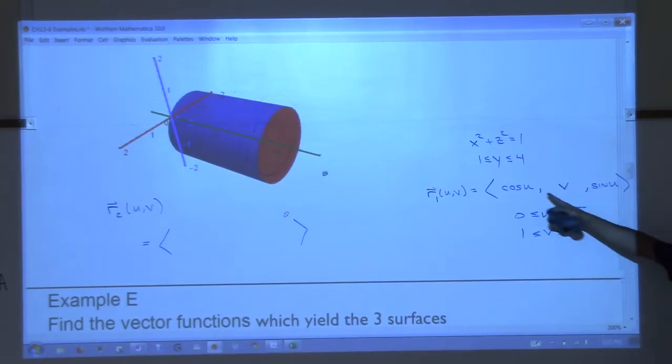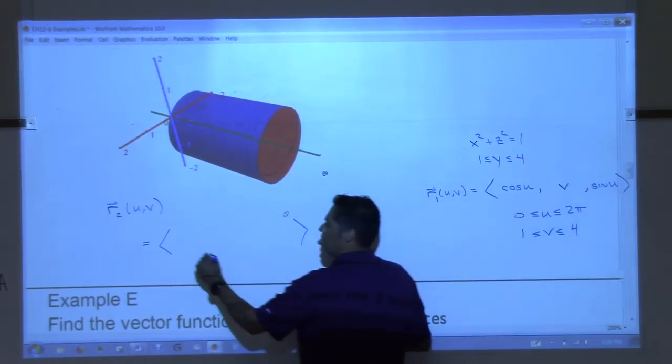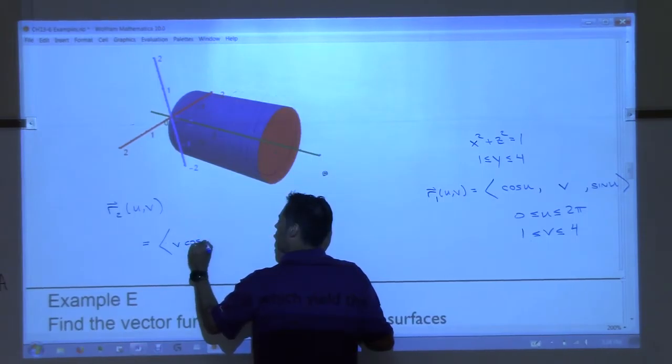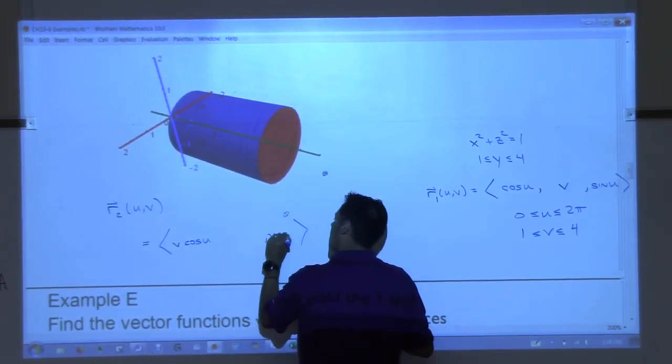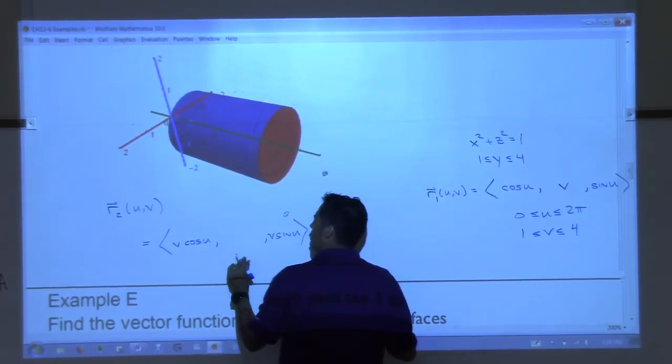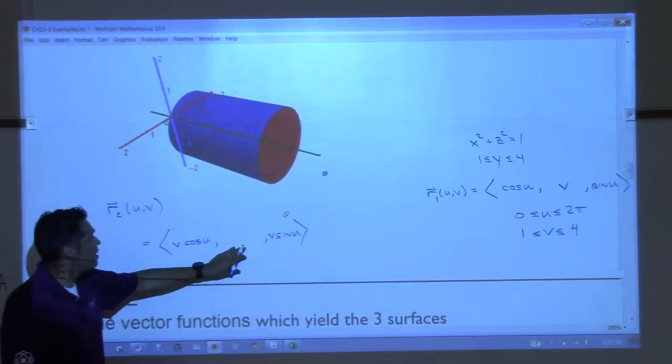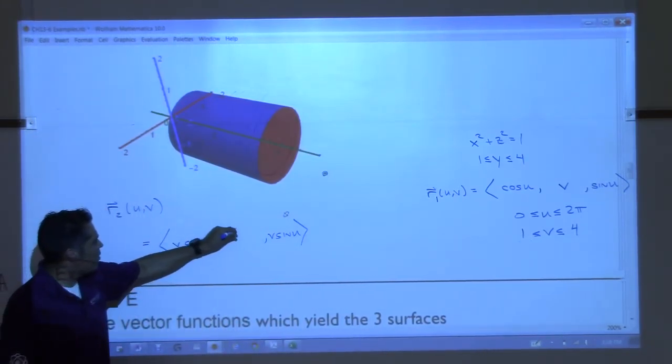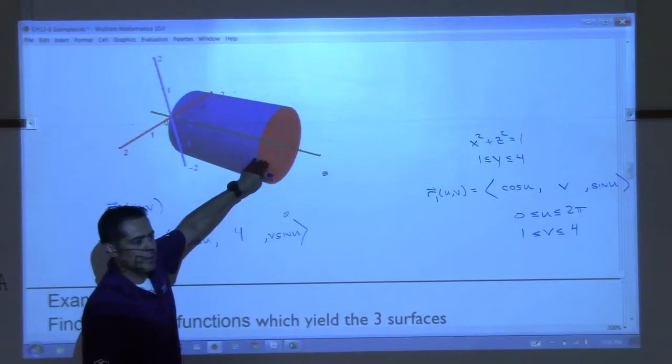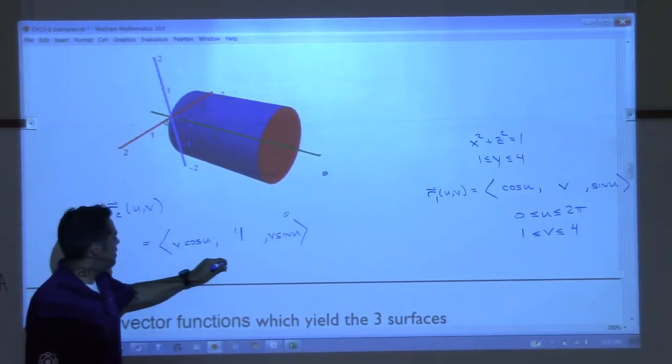Do we use cosine u, sine u again? Yes and no. It'll have to be v cosine u, and then v sine u for the final one. And then what about your y? Because for y you don't have any more variables. It's fixed at 4 because we want just that end cap. Your u will go between 0 and 2 pi.